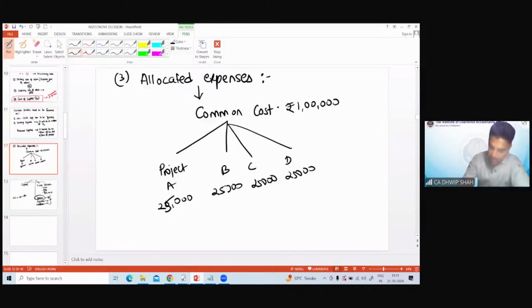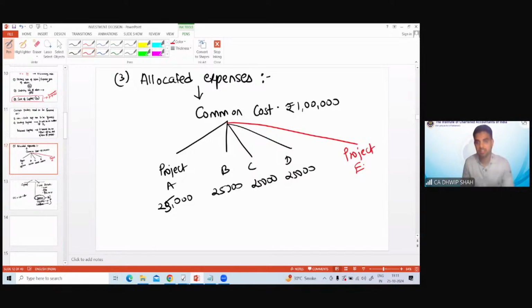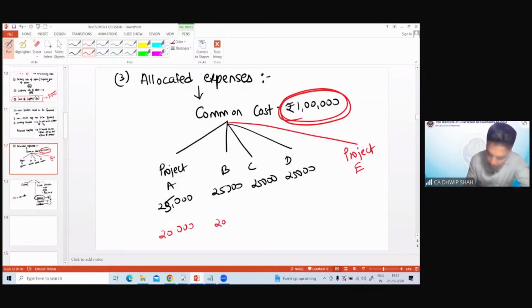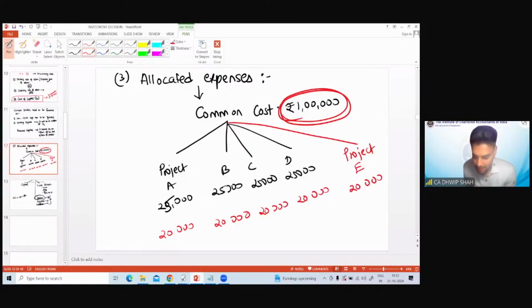Now let's assume I'm starting a new project, or I've invested in a new project, project E. Now ideally, if my common cost remains the same, 1 lakh only, I'm not increasing my common cost due to certain tax or due to certain operational saving methods that I have. I am not increasing my common cost. So can I say now everyone's share will become 20,000? Now everyone's apportionment will be 20,000. Yes or no? So now my apportionment would be 20,000.